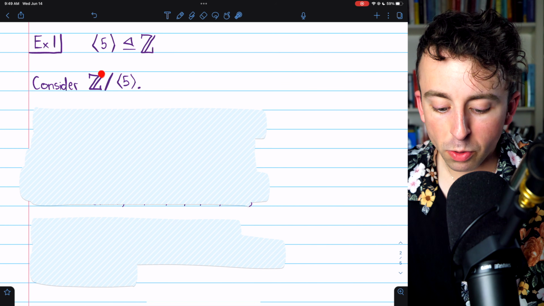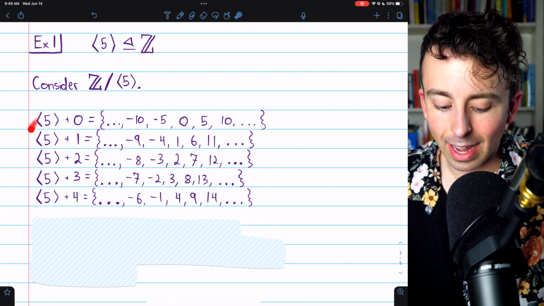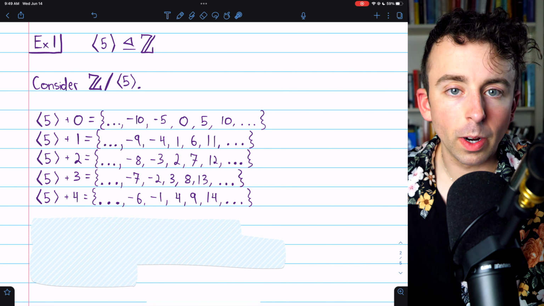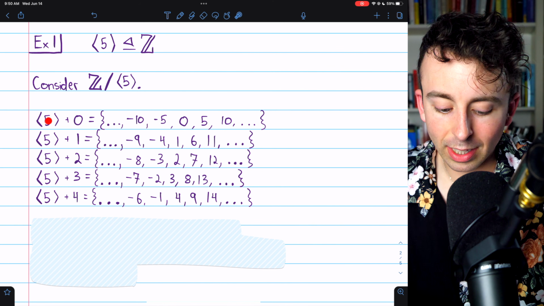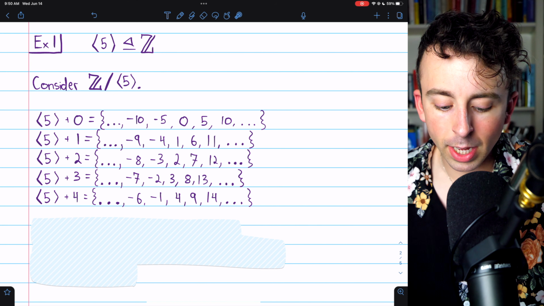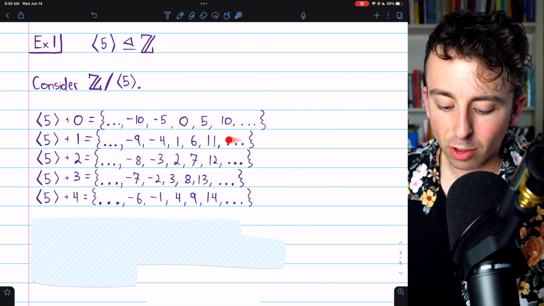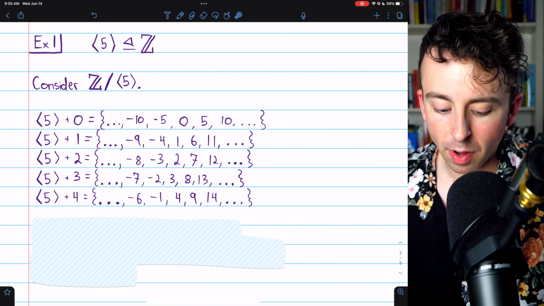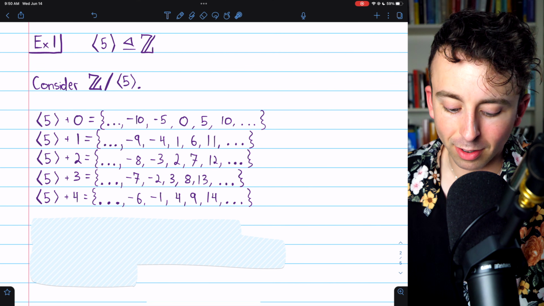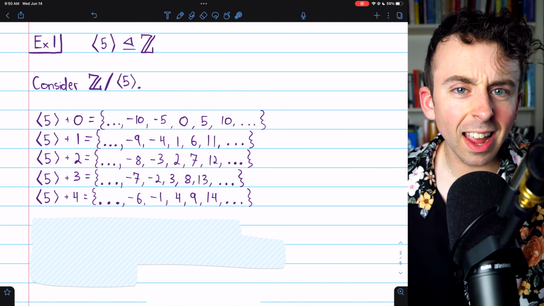So consider the quotient group of the integers by the cyclic group generated by 5. It looks like this. It contains all the cosets of the cyclic group generated by 5. That would be the cyclic group generated by 5 plus 0, which just contains all the multiples of 5, and then the cyclic group generated by 5 plus 1, which just contains all the integers that are 1 more than a multiple of 5, and so on. All the multiples of 5 plus 2, all the multiples of 5 plus 3, all the multiples of 5 plus 4, and you can probably see how these would start to cycle after this.